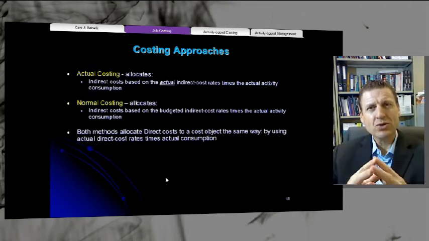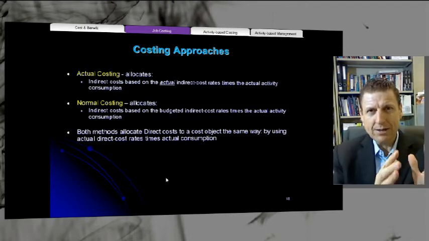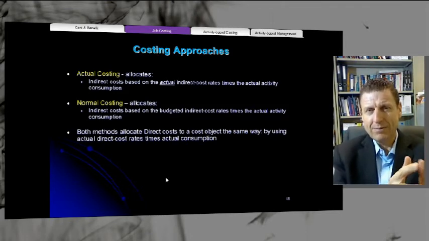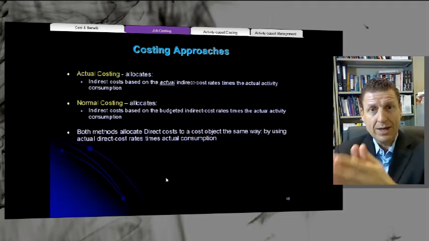So actual costing and normal costing can help, but really at the beginning of the process, normal costing is what's going to give you the best decision information that you need for profit planning, for strategic planning, for going into a particular production product run.